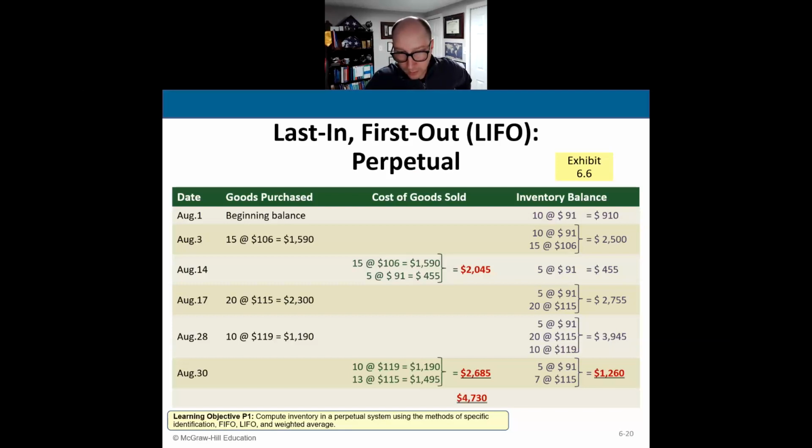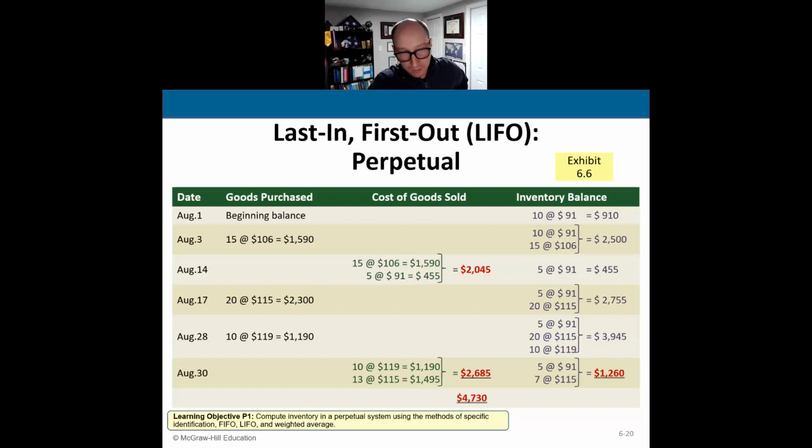Then August 30 rolls around. August 30, remember, I sold 23 bicycles. So the first I'm going to sell is the 10 at 119 from August 28th. Remember, last in, first out. So 10 at 119 is 1,190 plus 13 from the prior purchase, which was 20 at 115. So I sold 13 at 115, 1,495. That gives me a total cost of goods sold August 30 of 2,685.